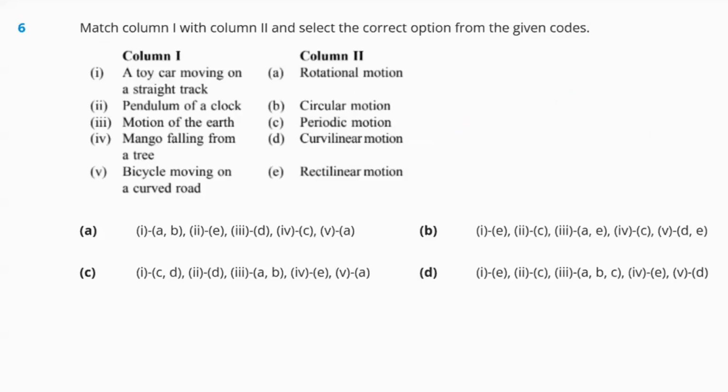Coming to the next question, question number 6. We have to match column 1 with column 2 and select the correct option from the given codes. Here a toy car is moving on a straight line. It would be rectilinear motion.